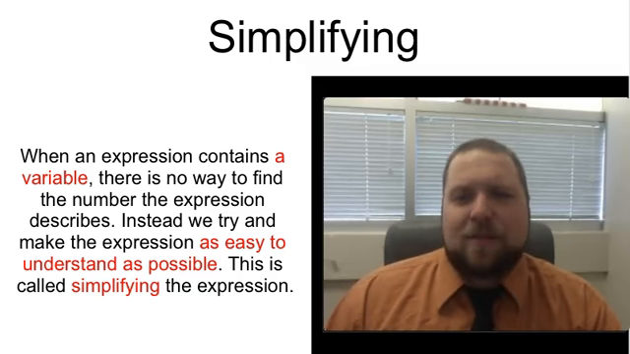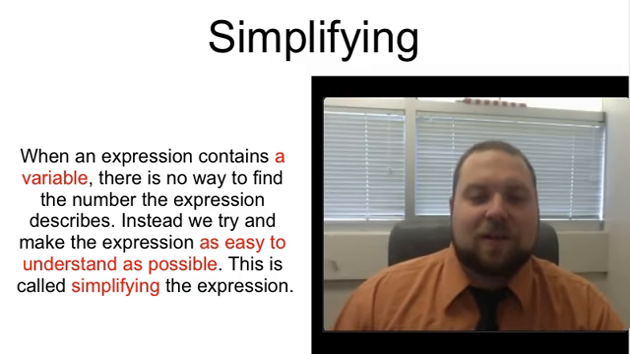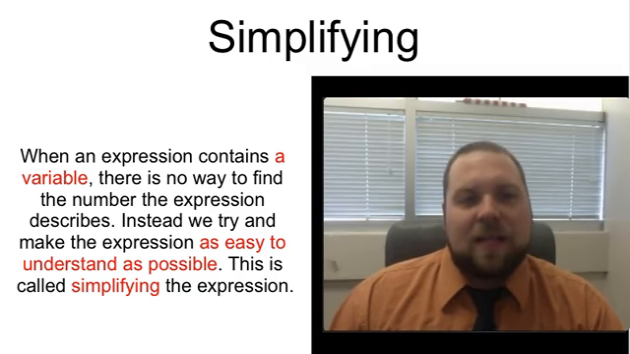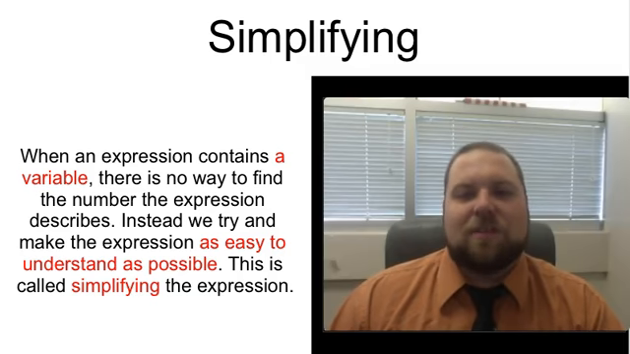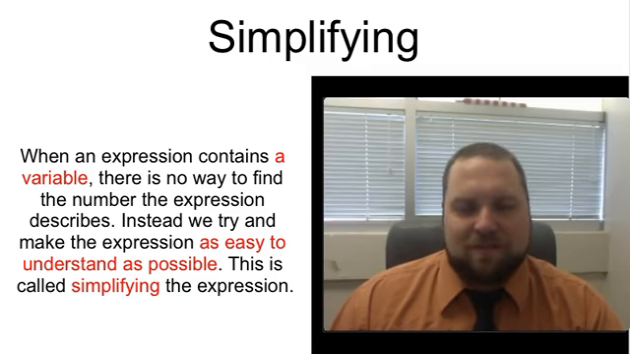To back up and take a big picture look at this, however, what we are doing is called simplifying. When an expression has a variable in it, there is no way to find the number that the expression describes. In fact, you could argue that the expression describes an infinite number of numbers based on what the variable could possibly be. So if our expression, remember that doesn't contain an equal sign, contains a variable, we can't know what number that variable is. So what we do is we take the expression and we try and make it as easy to understand as possible. And this process is called simplifying or simplification.